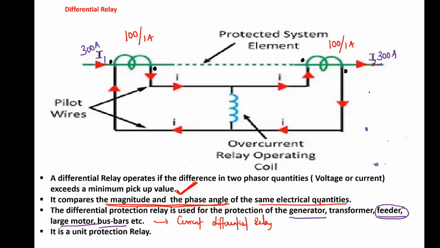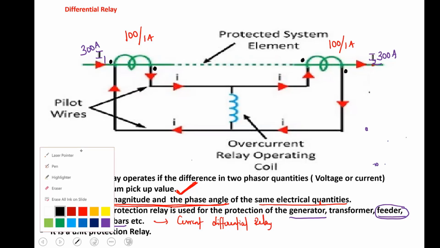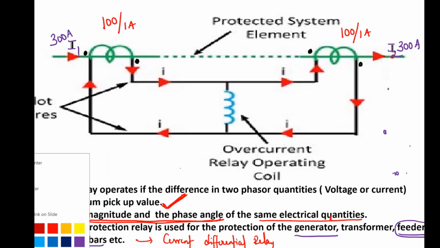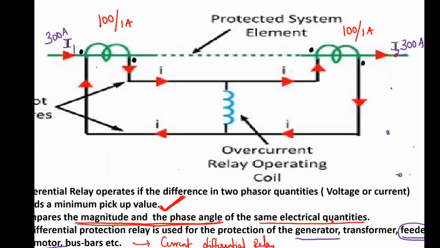Okay. Now 300 ampere is flowing through the primary. What will be the current flowing through the secondary? How much current will flow? 3 ampere in this direction. How much is this one? 3 ampere. Okay. Let us call this current small i1.